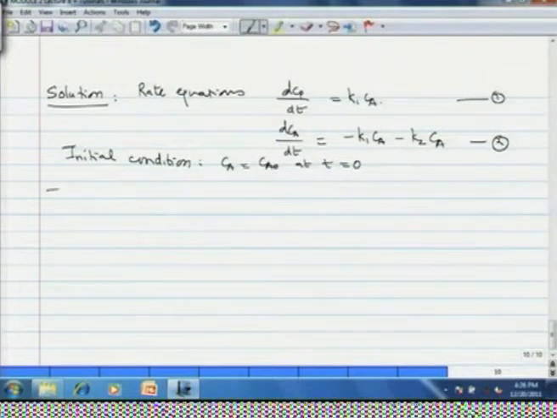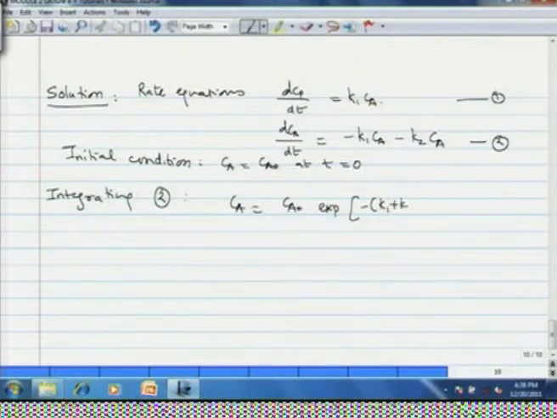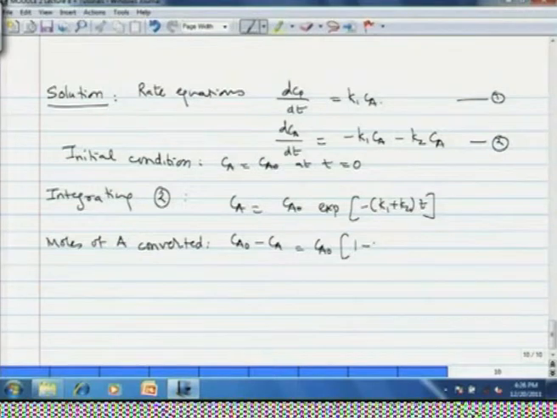Okay. So, well, you can integrate the second equation first, and then put that solution in the first equation. Okay. So, integrating equation 2, we get Ca equal to Ca naught exponential minus K1 plus K2 into t. Okay. Now, moles of A converted are Ca naught minus Ca. Therefore, Ca naught into 1 minus exponential minus K1 plus K2 into t.